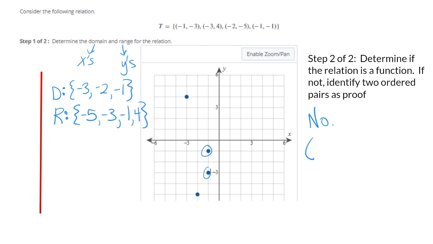So then you would just write the ordered pair -1, -1, and the other ordered pair was -1, -3. Those are the problematic ones. All right, so a lot of instruction on that. Now let's just jump in and do some different examples.